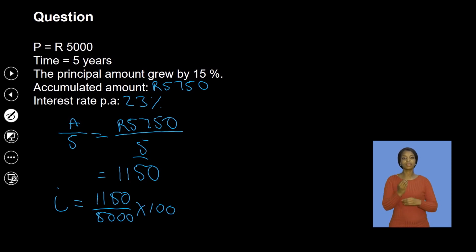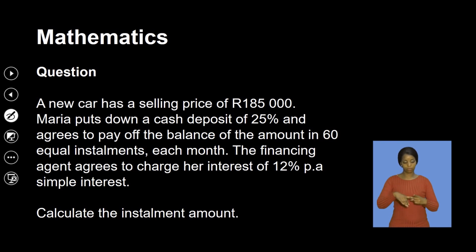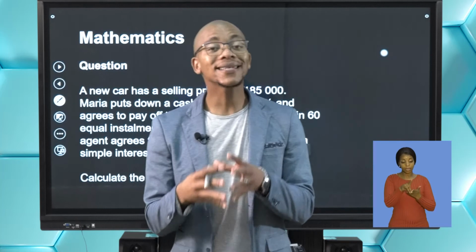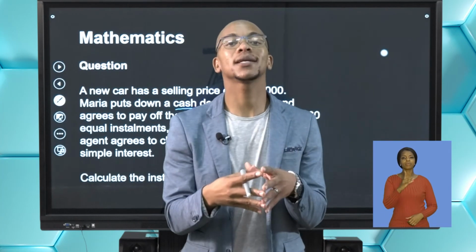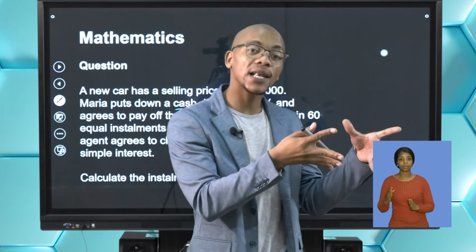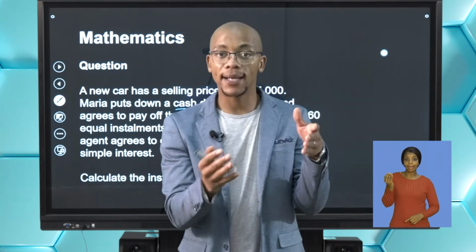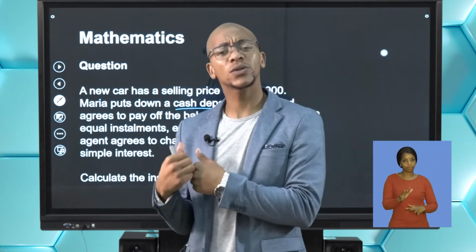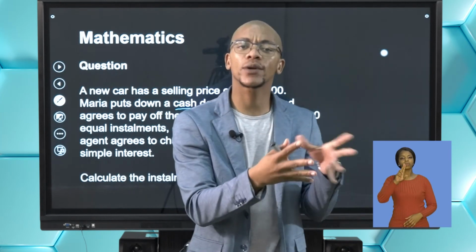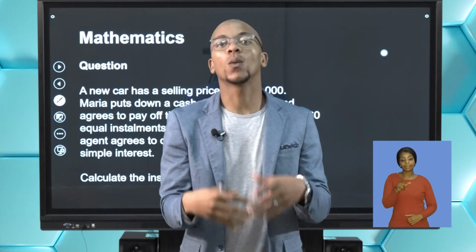This is per annum. Now, the second question is, a new car has a selling price of 185,000. Then Maria puts down a cash deposit. Now, guys, let's understand. As soon as you see cash deposit, already it is telling you that the person did not actually make an arrangement with the initial amount that this thing cost. Instead, it is that amount minus the deposit that they paid. So we're going to look at what is 25% of 185,000. What will be then the debt that Maria is going to take will be that amount.